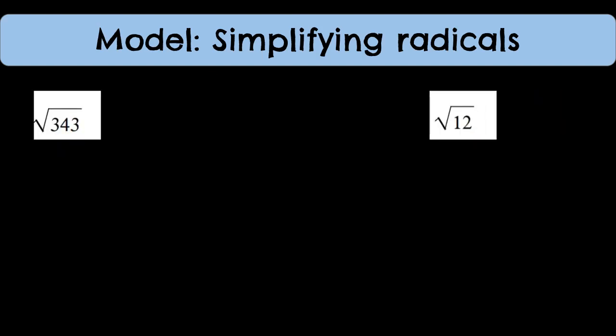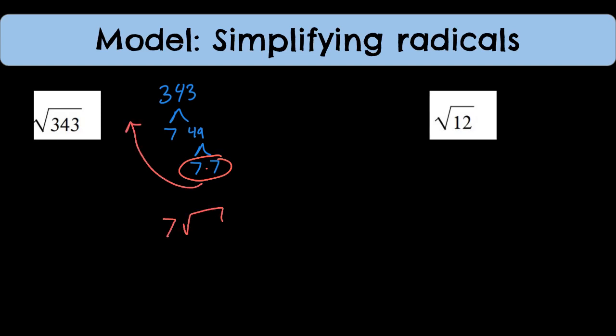Let's take a look at two more examples. Now 343 is kind of cool because 343 is a perfect cube. So this actually breaks down into 7 times 49, and 49 breaks down into 7 times 7. Now some people might think, oh, this is just equal to 7. Well, it would if we asked what is the cube root of 343, but we're asked what is the square root. So we can take a pair of 7's, factor those out of the radical, and we are left with 7 times the square root of 7. And that would be the simplified version of square root of 343.